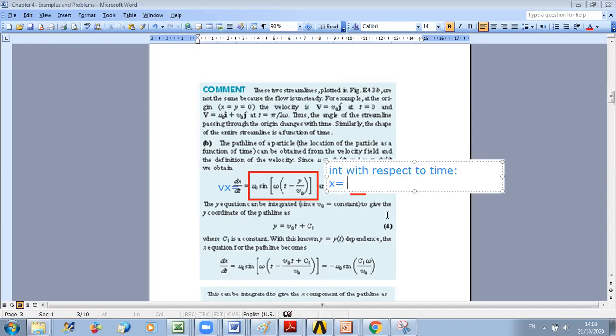Okay, so x is minus u0 over omega, times cosine of omega times t minus y over v0. Okay, is this true what I did? Is this true? Who will tell me if this is true or not?